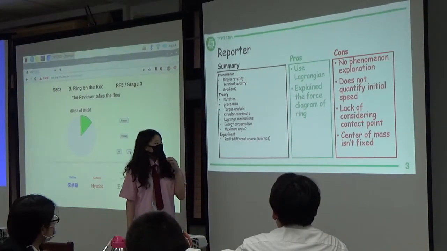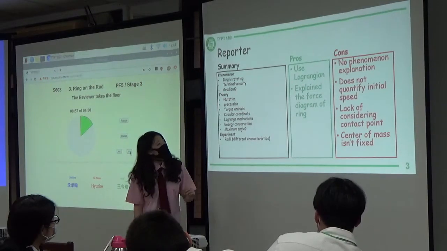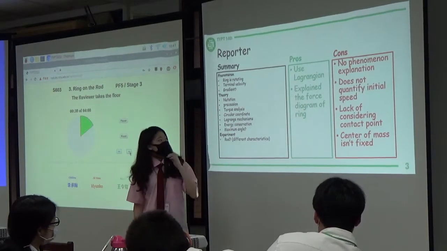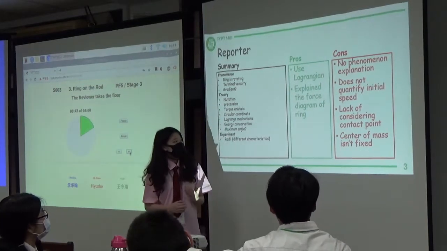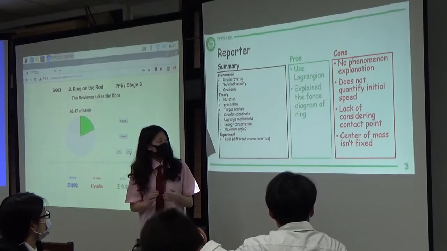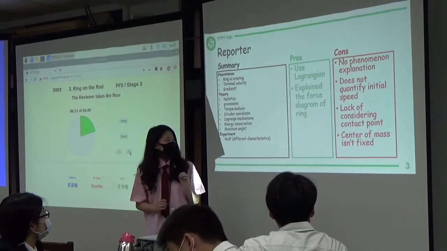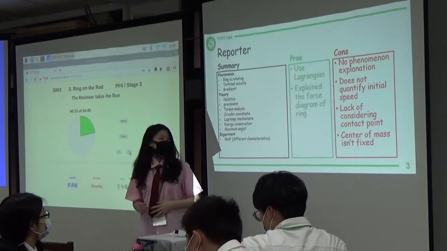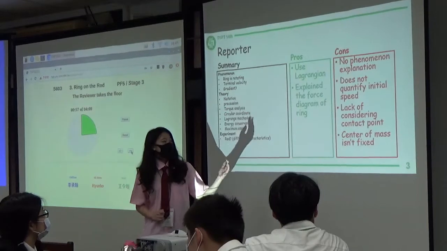In the experiment, he used different kinds of parameters and different kinds of rods. The pro of the reporter is that he explained the force diagram of a ring. The cons are that there is no phenomenon explanation, he does not quantify the initial speed, and he lacks consideration of the contact point that the opponent has mentioned, and the center of mass isn't fixed.